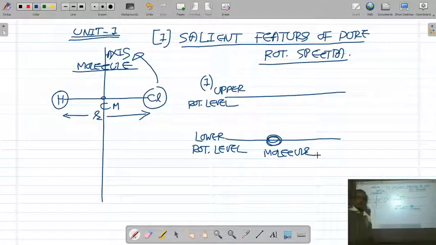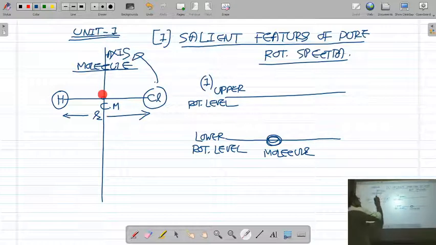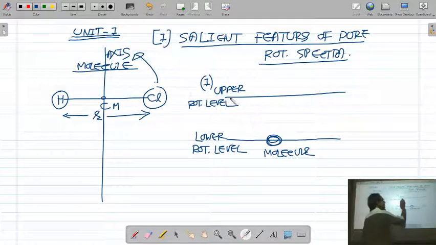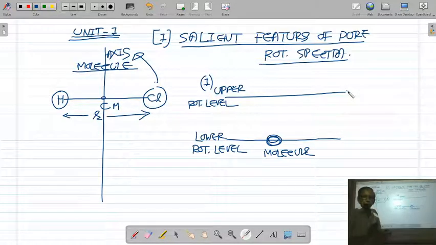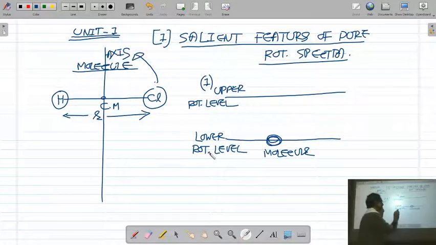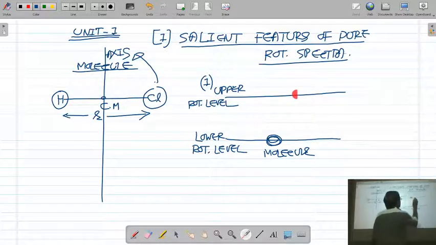Okay. So due to the rotational motion of the molecule about an axis passing through the center of mass, the molecule has different rotational energy levels. If the rotational energy is less, you can say the molecule is in the lower energy level. If the molecule is rotating fast, then the rotational energy of the molecule is more, and we can say that the molecule is in the upper energy level. So I have shown two rotational energy levels, the lower rotational energy level and the upper rotational energy level.